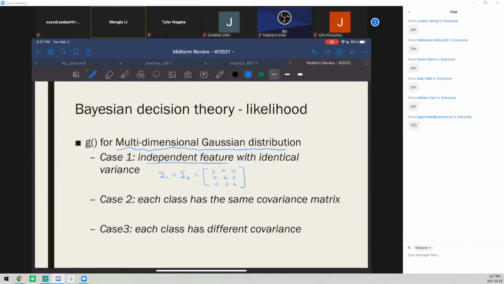The second case is that each class has the same covariance matrix, just matrix 1 equal to matrix 2, but they can be, for example, this one. Or we can write the first case like this. So it always comes from the identity matrix.